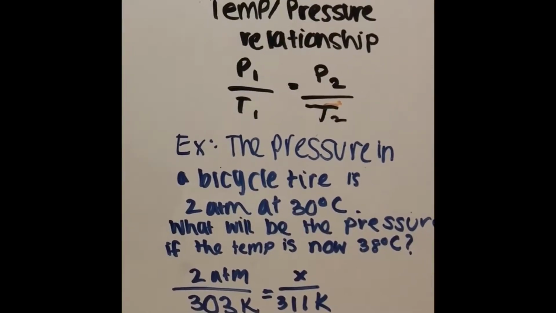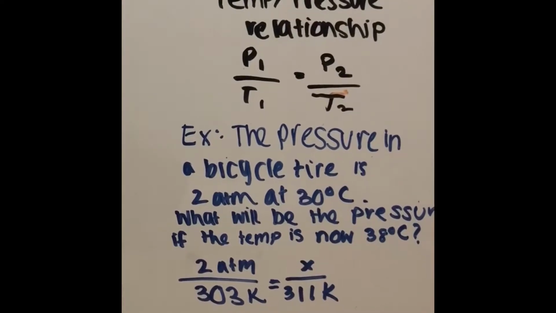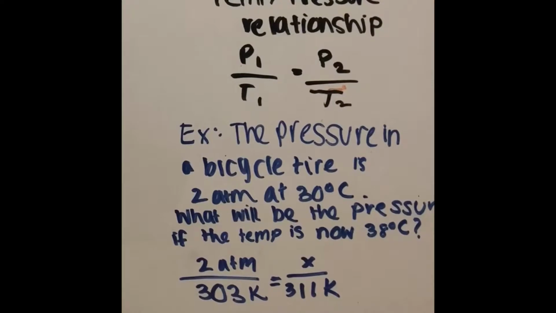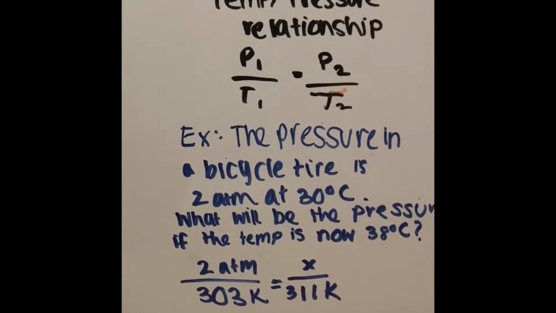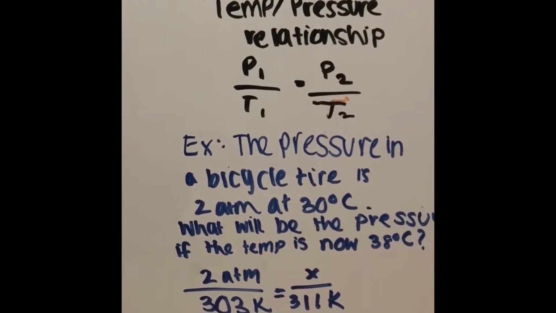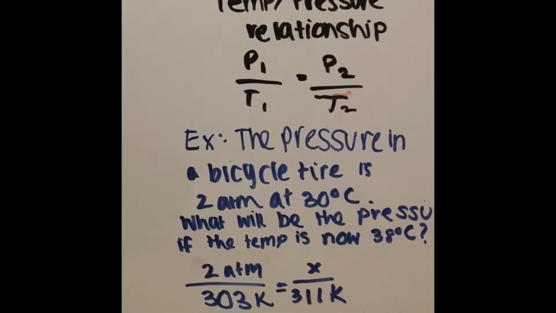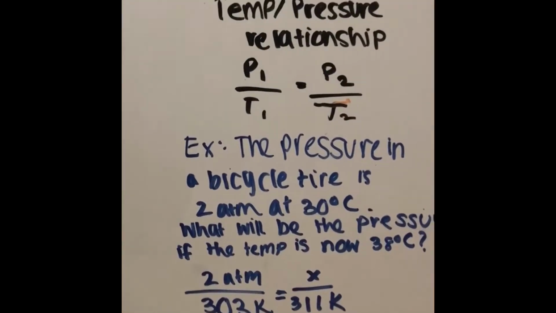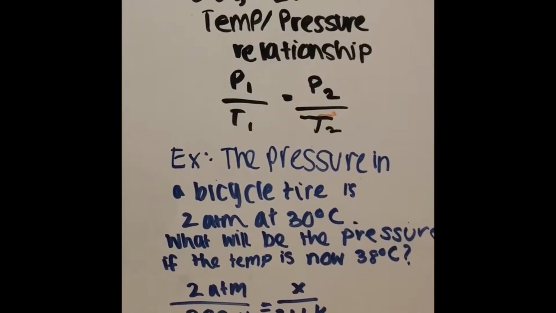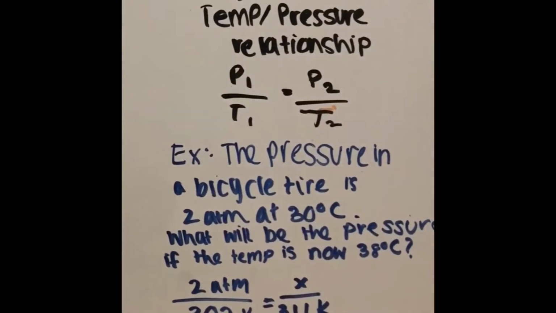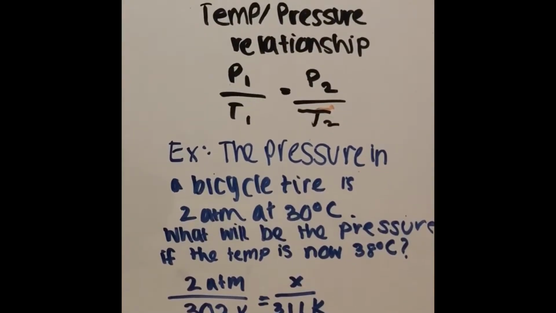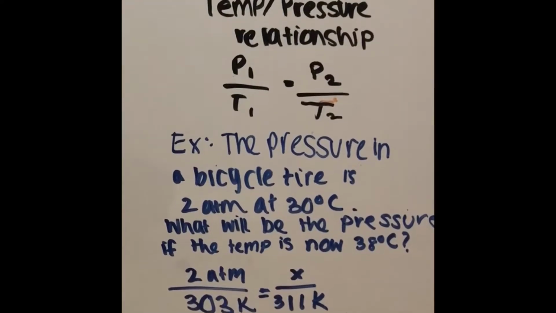You would plug in 2 atm for the pressure at 30 degrees Celsius, which we would convert to Kelvin for the temperature, which is Celsius plus 273, to a total of 303 Kelvin for the T1. Then you would plug in 38 degrees plus 273, which is 311 Kelvin for T2, in order to find the pressure P2. If you use basic algebra, you find that 2.05 atm is the answer for this problem.